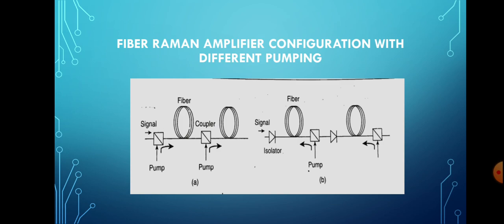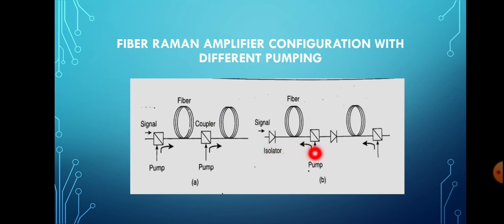So we can see different Raman fiber amplifier configurations with different pumping. There are two types of pumping that can be used. This is co-directional pumping, this is counter-directional pumping. In the case of co-directional pumping, the pump signal is applied in the same direction as that of the original signal. See, this is the original signal, and the pump signal is applied in the same direction as the original signal flow, and these two signals are coupled to the fiber using a coupler that is shown here. When the signal passes through this fiber, it will be amplified due to the stimulated Raman scattering effect.